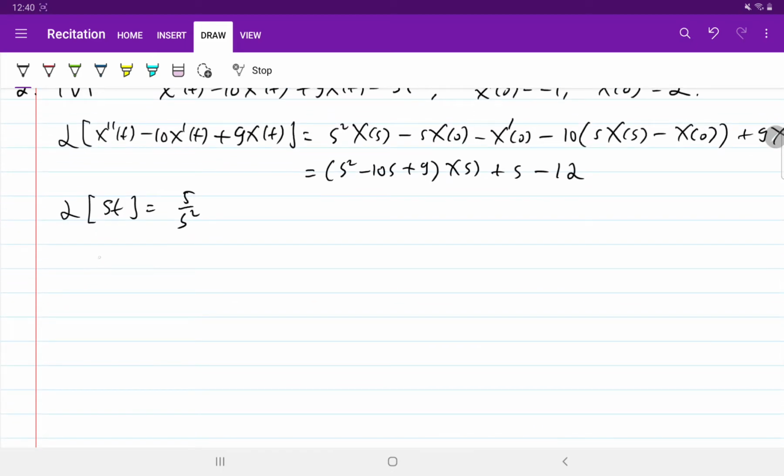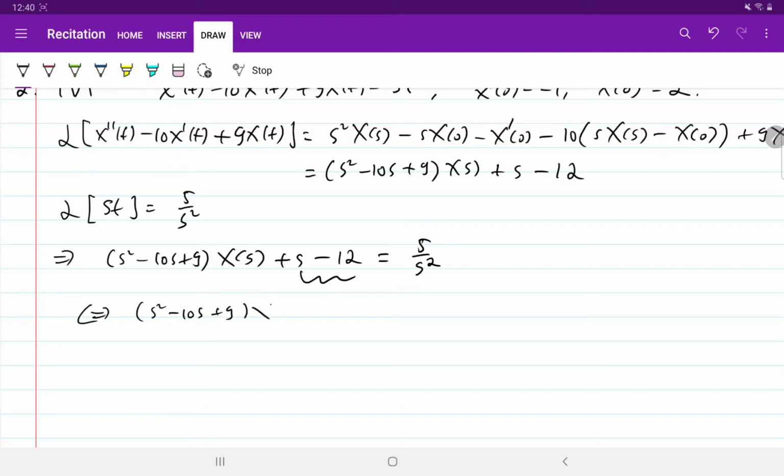Okay, so we have (s squared minus 10s plus 9) X(s) plus s minus 12 equals 5 over s squared. Now you can move this to the other side, so we have (s squared minus 10s plus 9) X(s) equals 5 over s squared, and then this one is minus s plus 12, right?